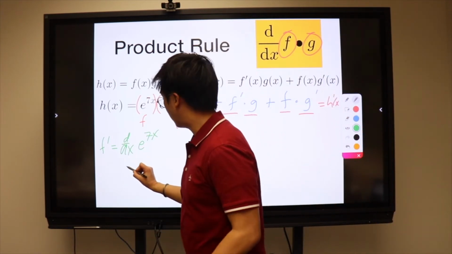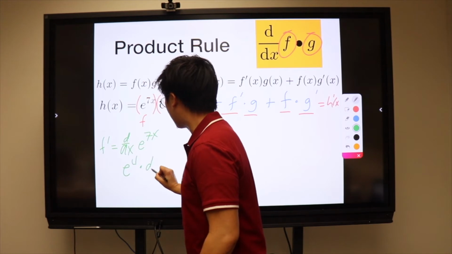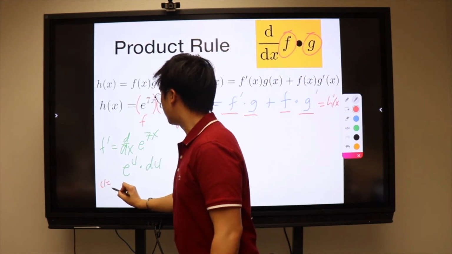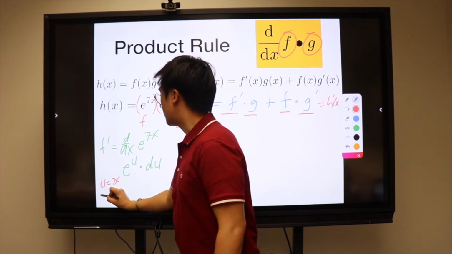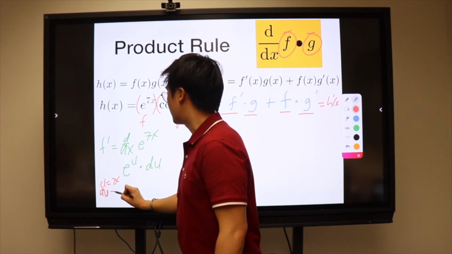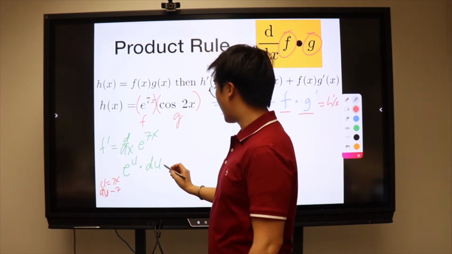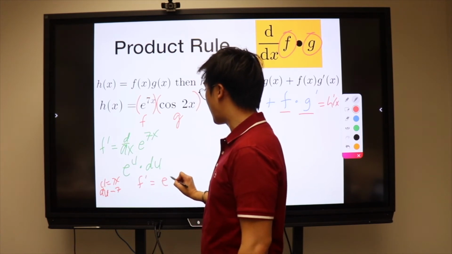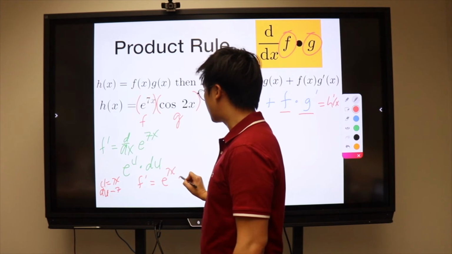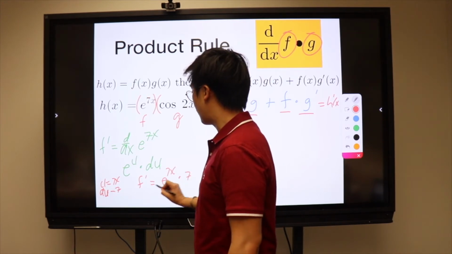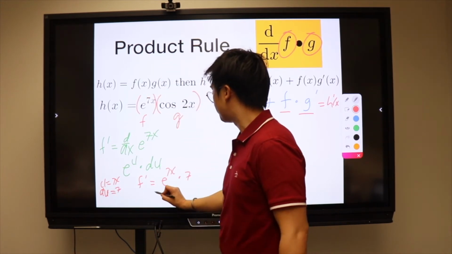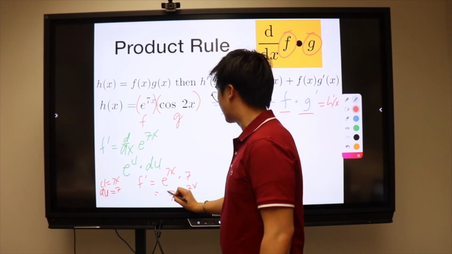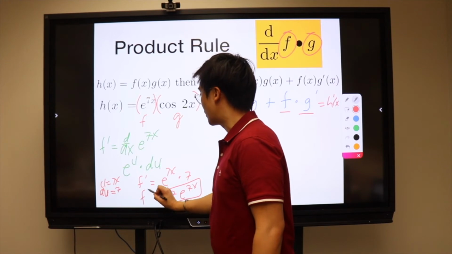Yes, so write it down: e to the u times du. That's what you're going to produce. What is u? 7x. And what is du? 7. So f prime of x is equal to e to the 7x times 7. Can you make it pretty? 7e to the 7x. Yes. Okay, this is your f prime.